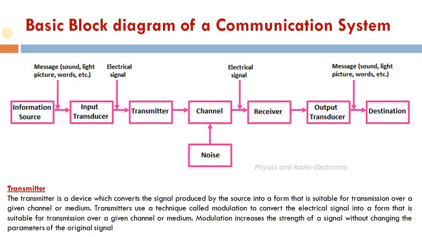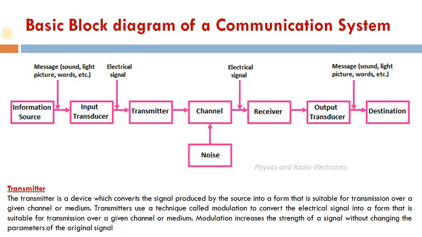So now the electrical signals need to be transmitted to the destination. So we have a block transmitter. The transmitter is a device which converts the signal produced by the source into a form that is suitable for transmission over a given channel or medium.